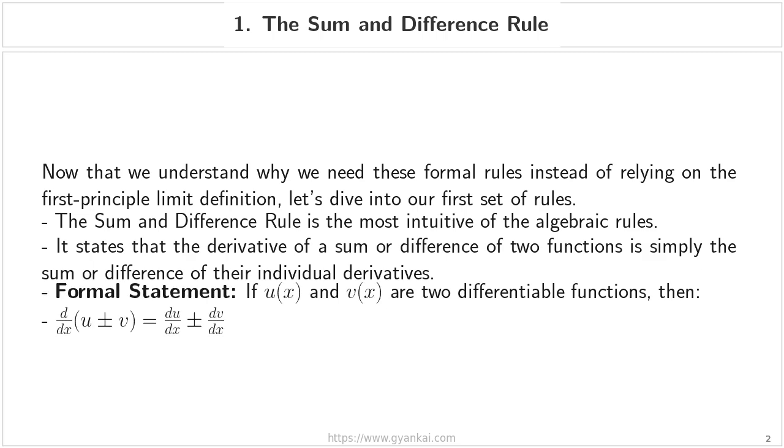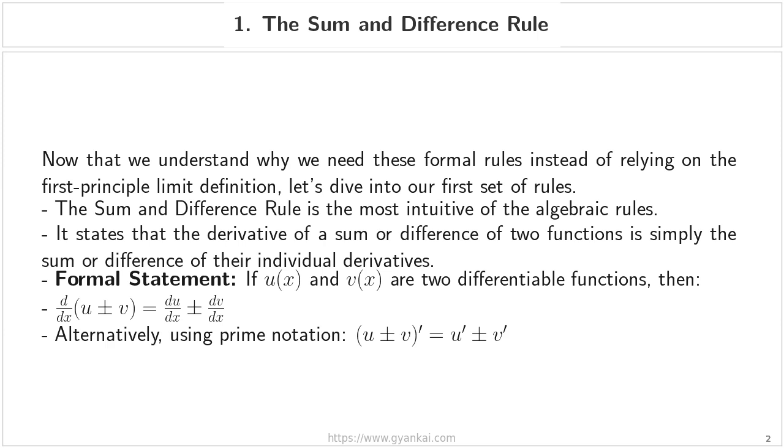To put this into a formal mathematical statement, if we have two differentiable functions, u of x and v of x, then the derivative with respect to x of the quantity u plus or minus v is equal to the derivative of u with respect to x, plus or minus the derivative of v with respect to x. You might also see this written more concisely using prime notation. In this form, the derivative of the quantity u plus or minus v is simply u prime plus or minus v prime. This simplicity makes it a great starting point, and in the next slide, I will walk you through the exact step-by-step process for applying this rule to a problem.